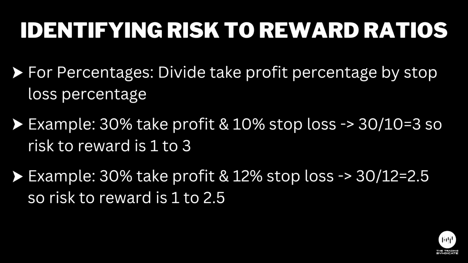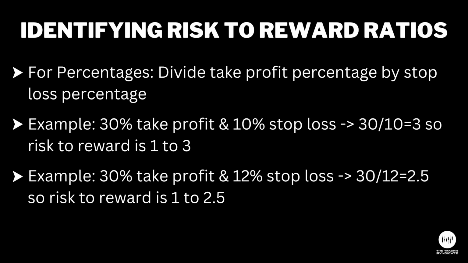But anyway, let us talk about how to identify the risk to reward ratio of a trade. Of course, if you are strictly using percentages, then you can divide the win side percentage by the lose side percentage to get your risk to reward ratio. This means that if you plan on taking profit when a position is 30% in the green, you can divide this percentage by the percentage you plan on stopping out at. So if your stop loss is at 10%, then you would divide 30 by 10, which equals 3, and your risk to reward ratio would be 1 to 3.